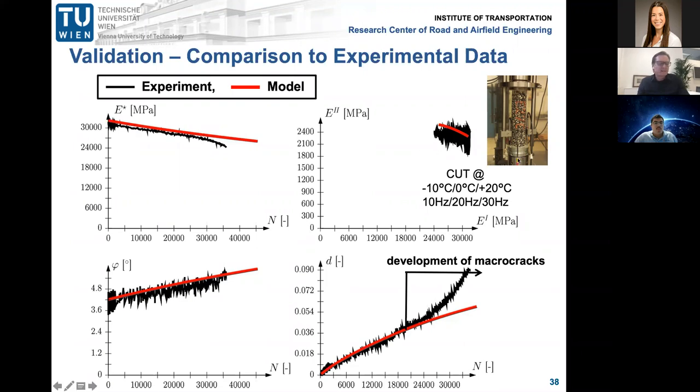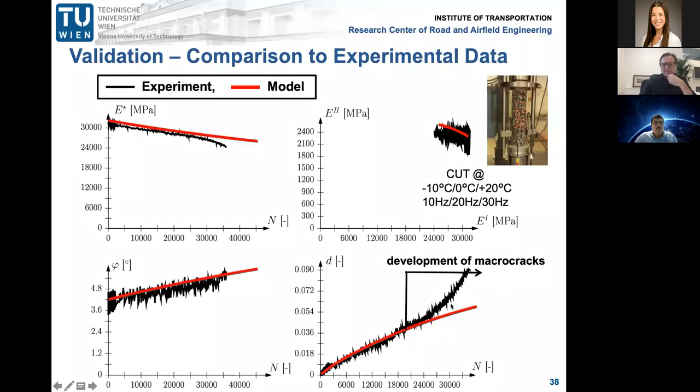You see it here on the right side of the slide at different frequencies and at different temperatures. So from -10 up to 20 degrees. And you see here actually a good agreement between the experiment and this model. So it seems to work that if we introduce this kind of microcracks on the mortar level, that we really can describe what happens during the fatigue in the material during the cyclic loading.